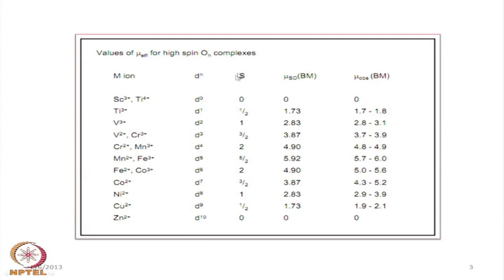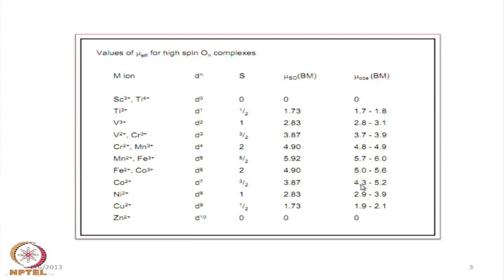The mu s equation assumes that S is a good quantum number. We are not bothering with the other two quantum numbers, that means the L values or the J values. But when we move to a D7 system or a D8 system, or in some places also the D9 system, we see that the mu spin only values are always less than the range predicted for the experimentally determined magnitude of these values for the different metal complexes.